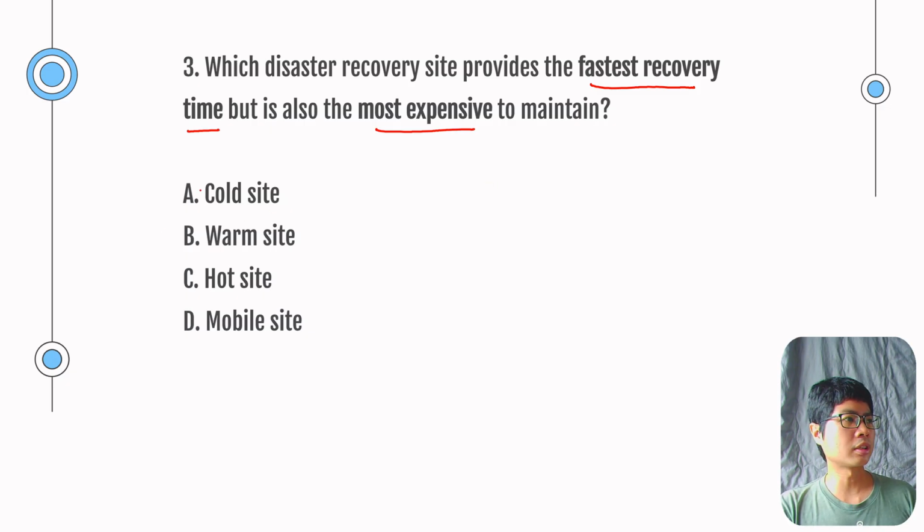So let's look at what is a cold site. A cold site only has the infrastructure. So for example, the power, the utilities, the internet connection, and that's about it. So it's just an empty room, and we will need to move in hardware, we need to restore the data and everything like that. So it takes the most amount of time, but it's also the cheapest to maintain.